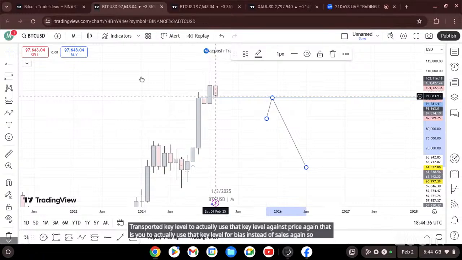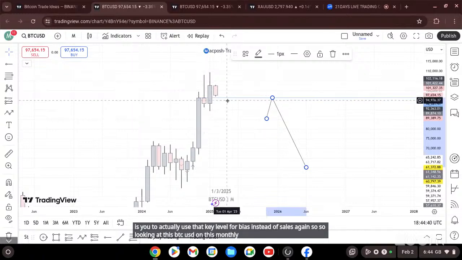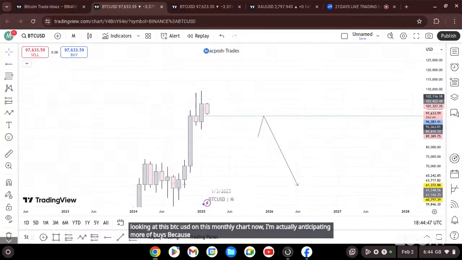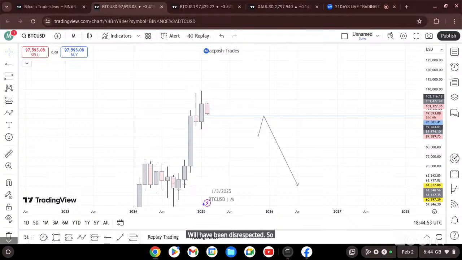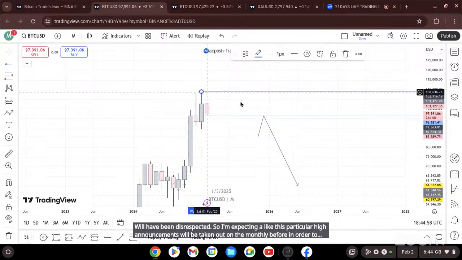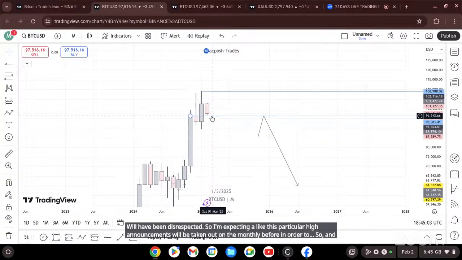So looking at this BTC USD on this monthly chart now, I'm anticipating more buys, because my monthly key level that should have led to a drop has been disrespected. So I'm expecting this particular high now to be taken out on the monthly before anything else. And this is actually my monthly key level.